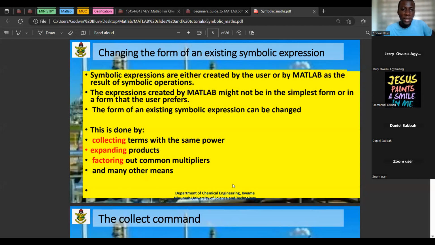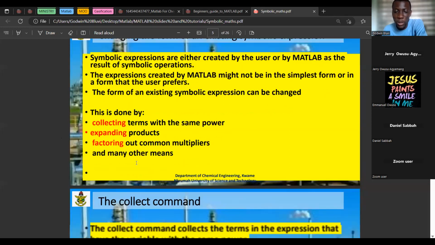So now, symbolic expressions are created by the user or by MATLAB as the result of symbolic operations. In symbolic math, we can do various things. Number one, we can collect, we can expand, and then we can factor. So it's just like math. When you collect, you are collecting terms with the same power. When you expand, you're expanding products. And when you factor, we are factoring out multipliers. So we'll do them, then you see.